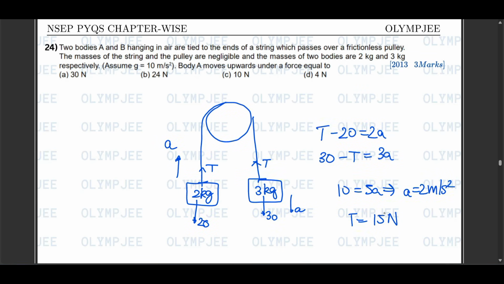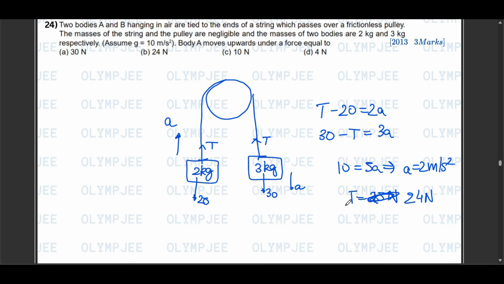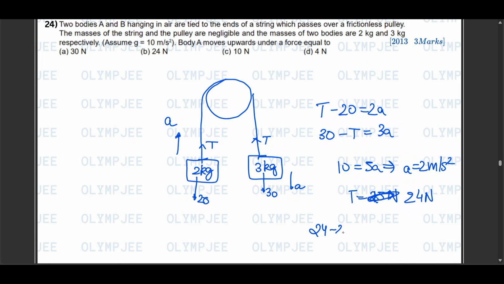Sorry, this will be 6. So 30 minus 6 will be 24 newtons. And the total upwards force on this will be 24 minus 20, which is 4 newtons. So the answer is option D, which is 4 newtons.